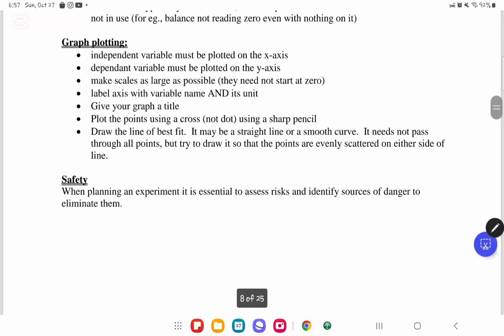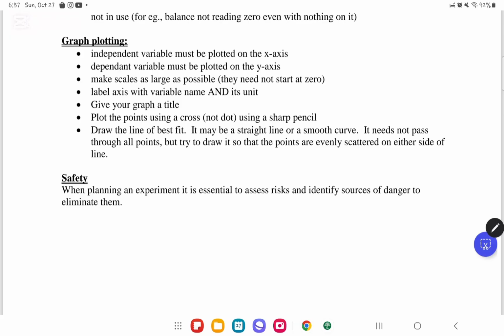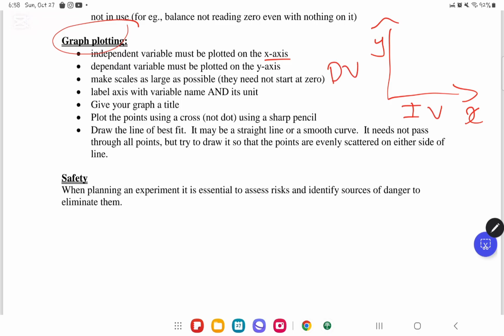Okay, then we have graph plotting. So, of course, to plot the graph, if you remember, we said the independent variable should be on the x-axis. So let's do it like this. X, y. Here we have the independent variable. Here we have the dependent variable. So, dependent is on the y-axis.